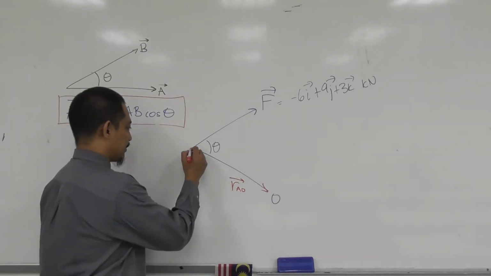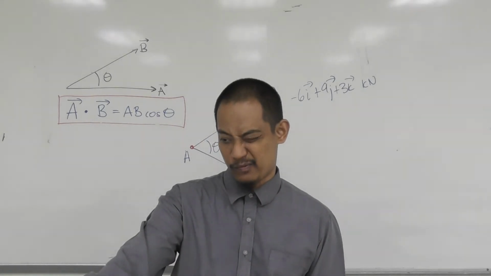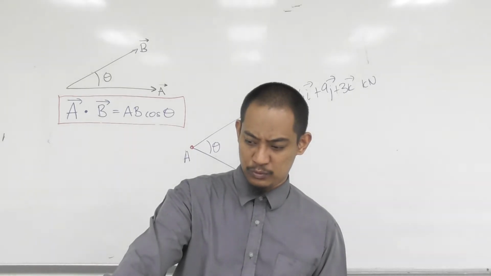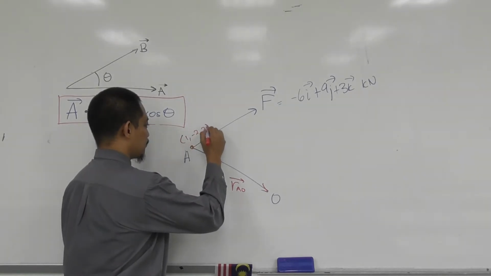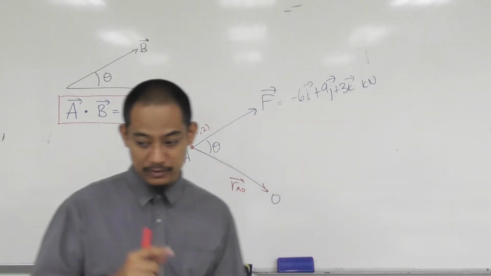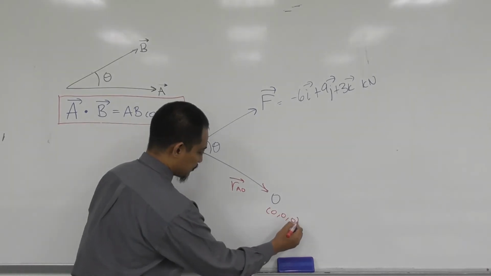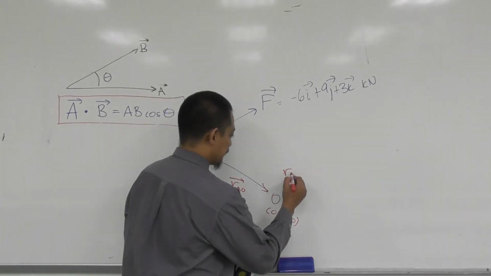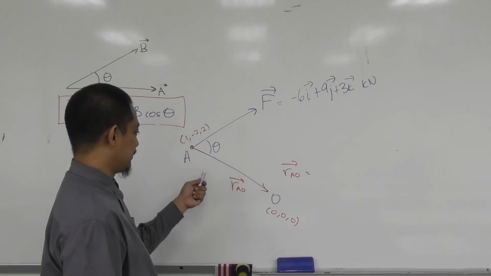So coordinate. What is the coordinate of A? Okay, what's the coordinate? 1, minus 2, 2, correct? 1, minus 2, 2. That's the coordinate of A. Coordinate of O is 0, 0, 0, right? Alright. So what is R, A, O? So O minus A.